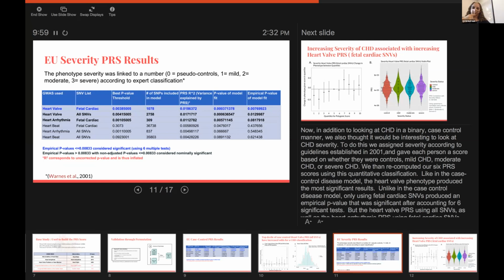Like in the case-control disease model, the heart valve phenotype produced the most significant results. Unlike in the case-control disease model, only using fetal cardiac SNVs produced an empirical p-value that was significant after accounting for 6 multiple tests. But it is interesting to note that the heart valve PRS using all SNVs, so that's in black, bolded, as well as the heart arrhythmia PRS using fetal cardiac SNVs were significant before validation with empirical p-values, and so we count these results as nominally significant.